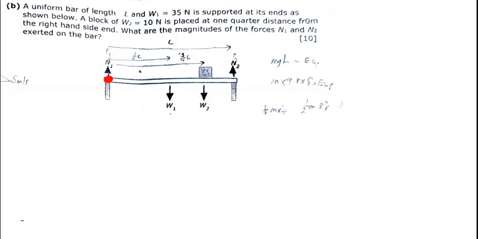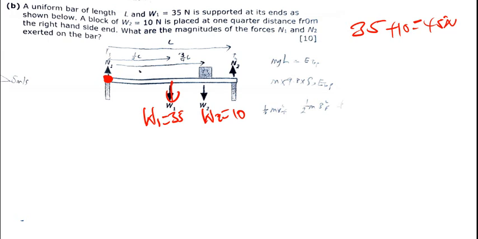I'm going to get where there's N1 as my pivot. When I get N1 as my pivot, what should we know? What we should know is that the torque at that point is going to be 0 for N1, meaning I'm not going to consider N1 for that. Now, we know that the forces which are going downward here, W1, which is 35, W2, which is 10. If I add these two forces, 35 plus 10 is going to give me 45 newtons.